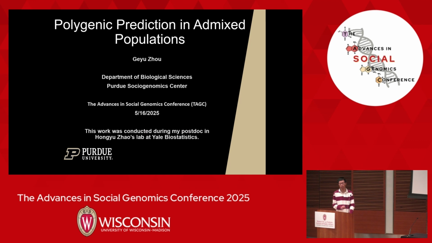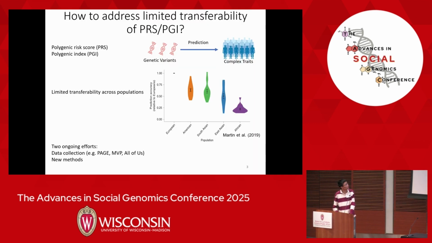Today I'm going to talk about polygenic prediction in admixed populations, and this work was primarily done when I was a postdoc at Yale with Hongyu. So we know that the polygenic risk score or polygenic index, PGI, is basically a prediction of complex traits based on genetic variants.